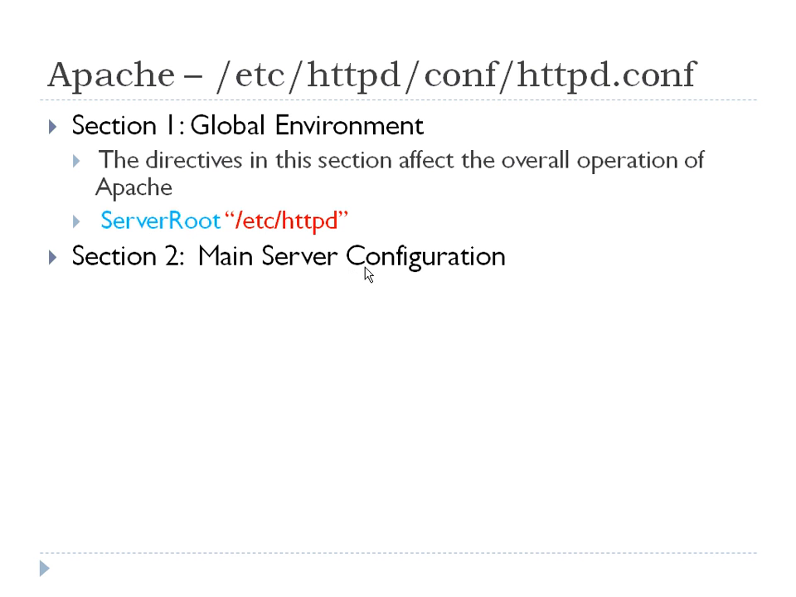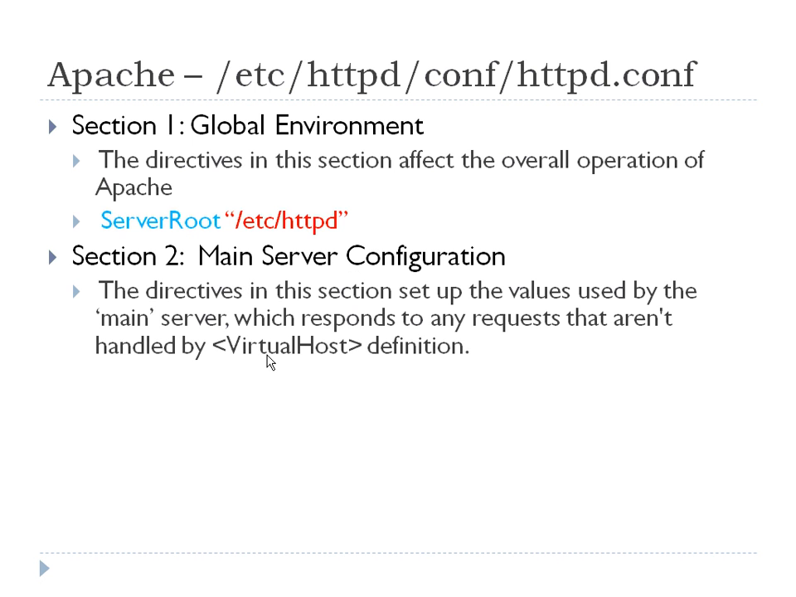Section 2 is going to be the main server configuration. And again, I pulled this just directly out of the file itself. Directives in this section will be set for the main server or your default server, anything that isn't in virtual hosts. So your default server is all going to be configured in Section 2. And let's take a look.